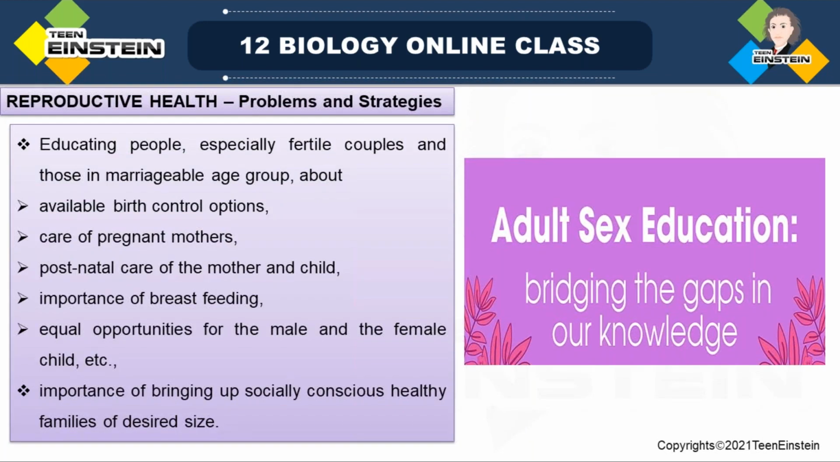Then we should educate people, especially fertile couples and those in the marriageable age group, about available birth control options, then care of pregnant mothers, then postnatal care of mother and child, then the importance of breastfeeding, then equal opportunities for the male and the female child. Right? This will give a healthy family of desired size.